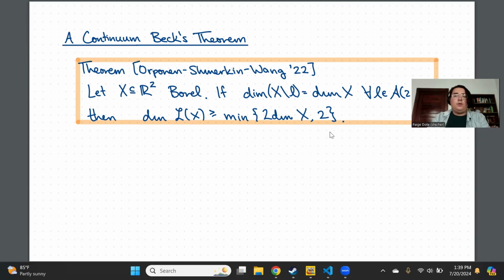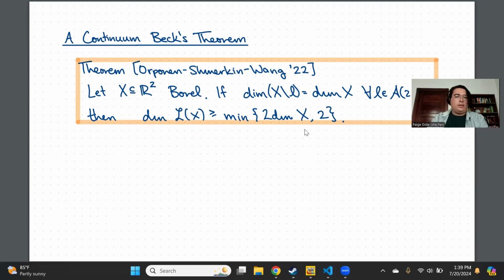Secondly, this lower bound of 2 is in some sense a trivial lower bound. The set of all lines in 2 dimensions is 2-dimensional as a subset of the affine Grassmannian. So therefore, the set of lines spanned by X should be at most 2-dimensional. So as soon as the dimension of X is larger than 1, we revert to the trivial bound.